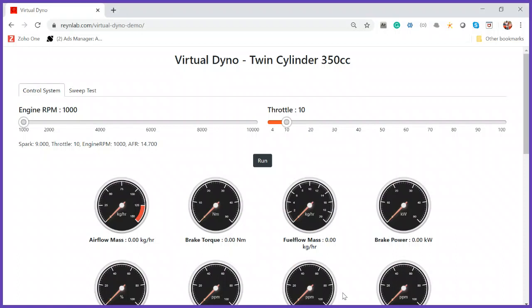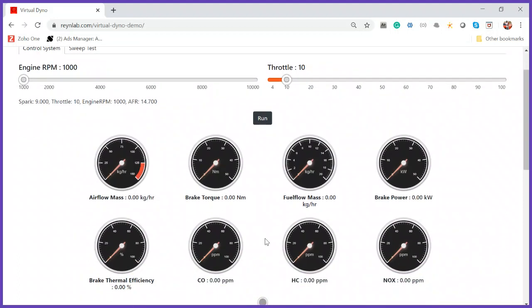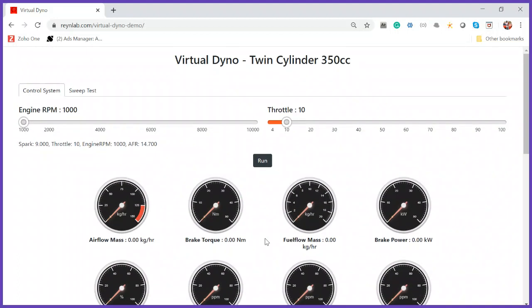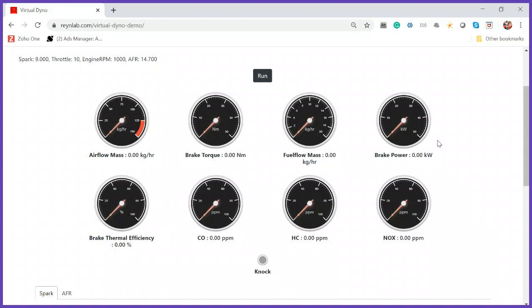So I'm going to be running you through this virtual dyno demo. This is a digital twin of an actual engine test cell. We have a twin cylinder 350cc engine mounted on the dyno, and this is your engine control. You can increase the RPM of an engine, and you can also change the throttle push. This is your dyno output.